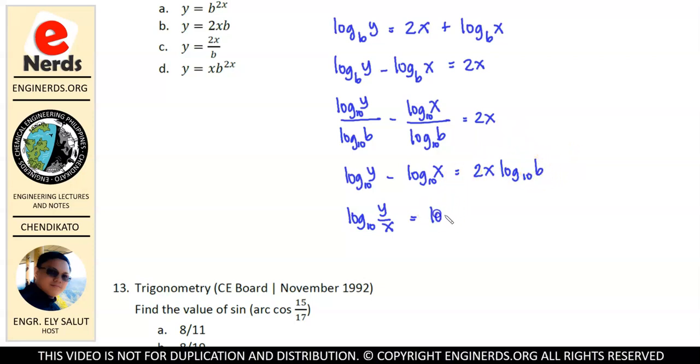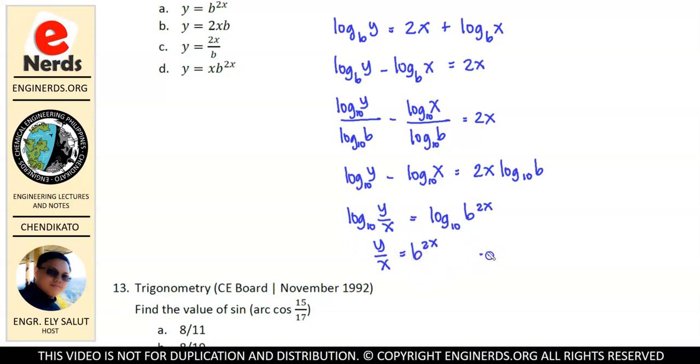So, we will have logarithm base 10 of b to the 2x. Okay? So, pareho yung ating left and right side ng equation na merong logarithm base 10. So, again, using the properties of radicals, we know that this will be equal to y over x is equal to b to the 2x.